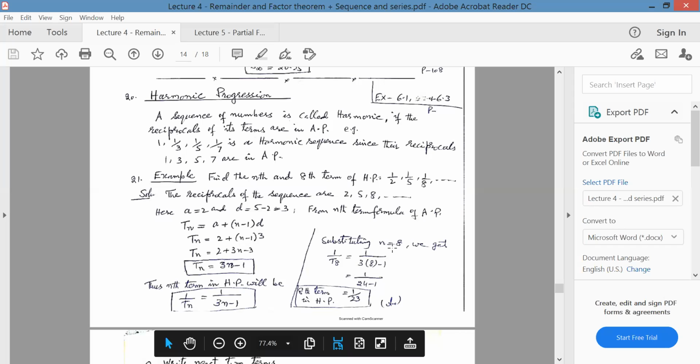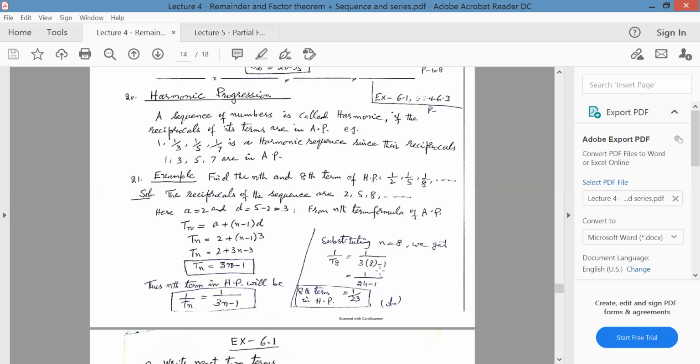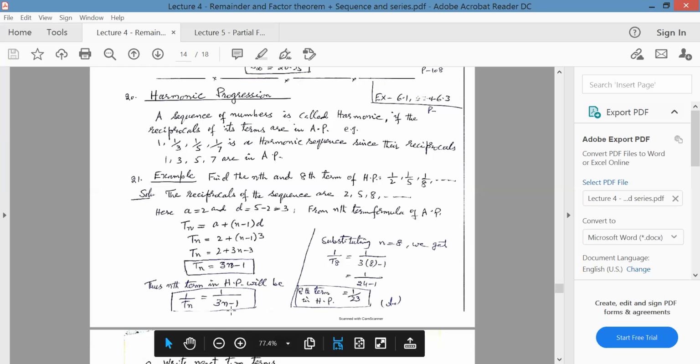Substituting n equal to 8 we get, 1 upon 24 minus 1, that is 1/23. So this is the eighth term in harmonic. You can also find T8 from here and then take 1 over it, the reciprocal.